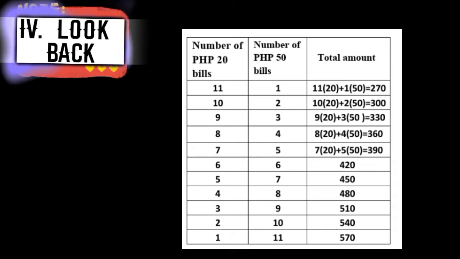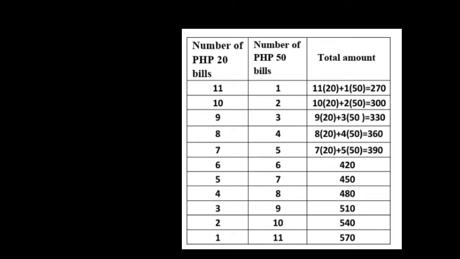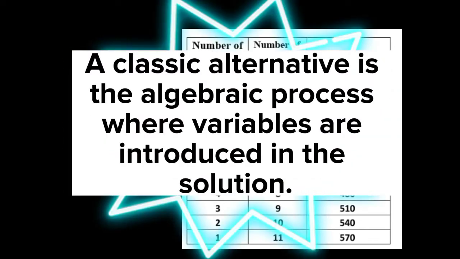In the 10th row, we have 2 of 20 pesos bills and 10 of 50 pesos bills. So 2 times 20 plus 10 times 50 equals 540. We will proceed to the last row. 1 of 20 pesos bills and 11 of 50 pesos bills. So 1 times 20 plus 11 times 50 equals 570.